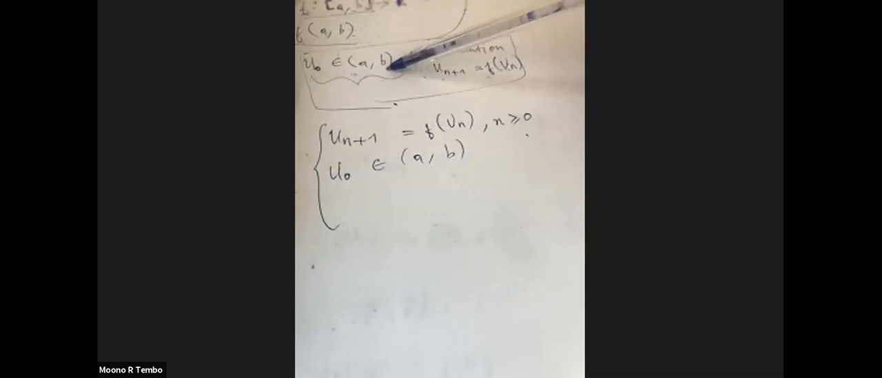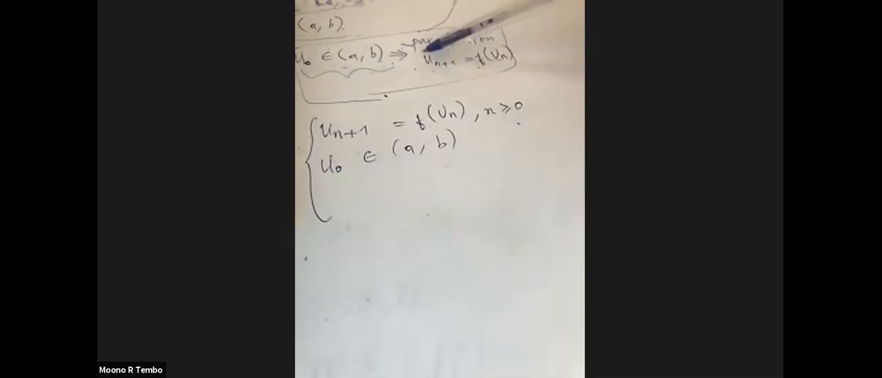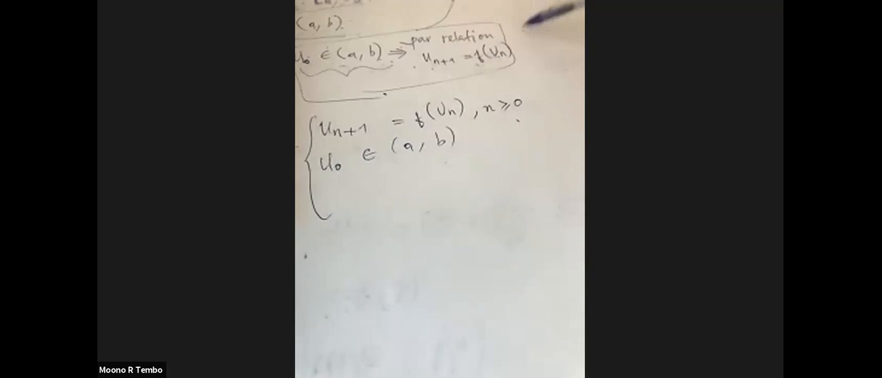Okay. So we say that the domain is normally a member of A and B, right? And then by relation, U_{n+1} is equal to F in function of U_n. But then this can be written in another way where you introduce this big bracket, and then you say your U_{n+1} is equal to your F in function of U_n.